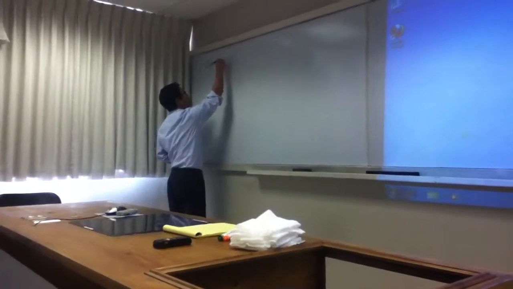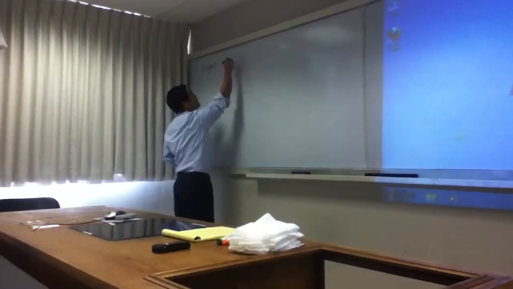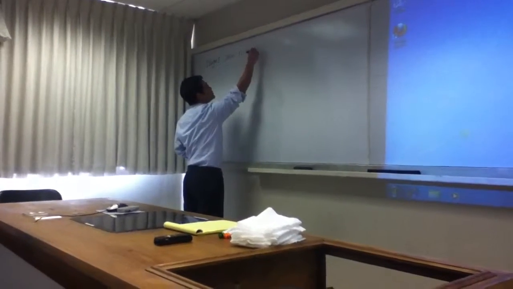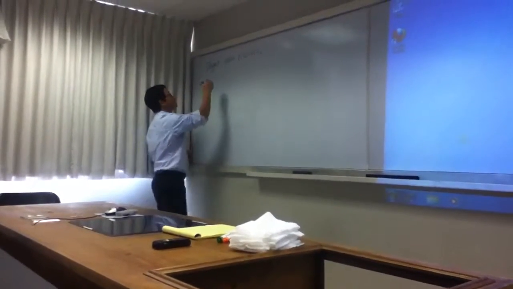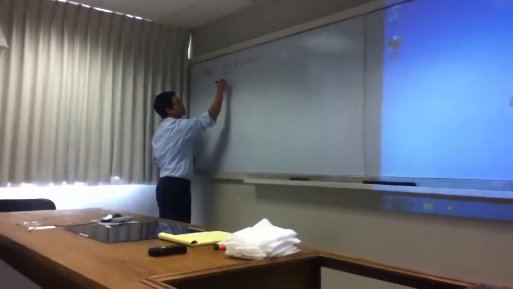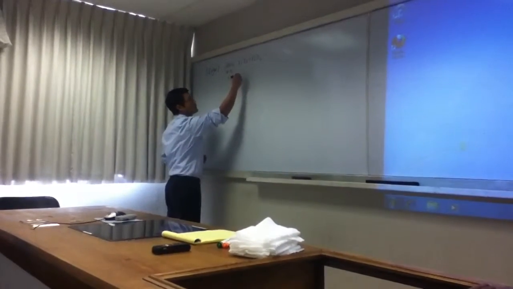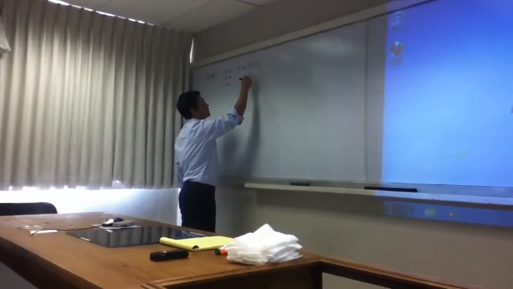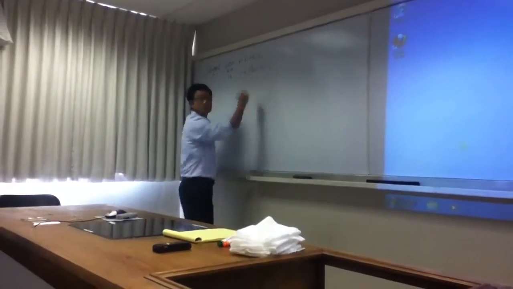Stage 1, we minimize r1 x1 plus r2 x2. We choose x1 and x2, subject to the production function: y is f of x1, x2.